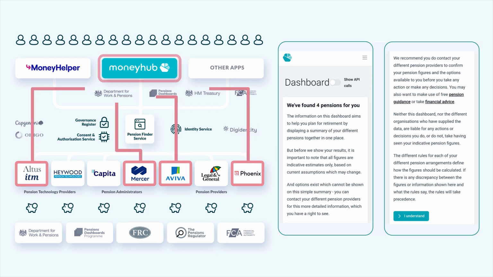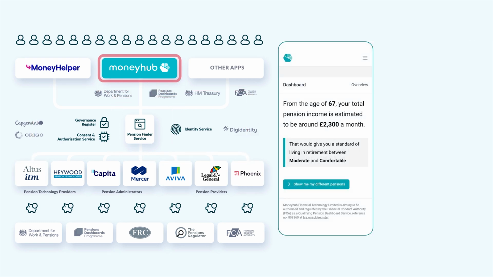They each return the mandatory pension information defined in regulations and the data standards direct to Richard's dashboard. MoneyHub adds them up to show a total monthly pension income Richard might get from his state pension age. There's a great opportunity here to link to the PLSA's retirement living standards.